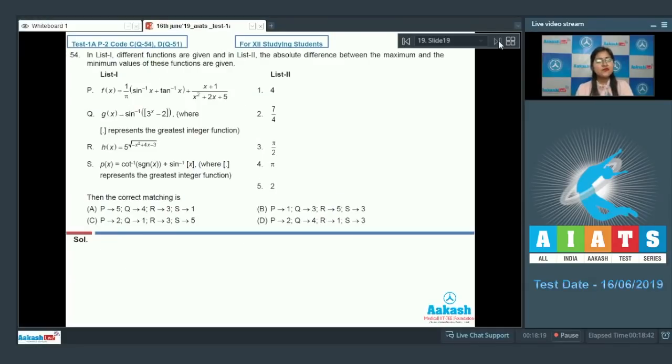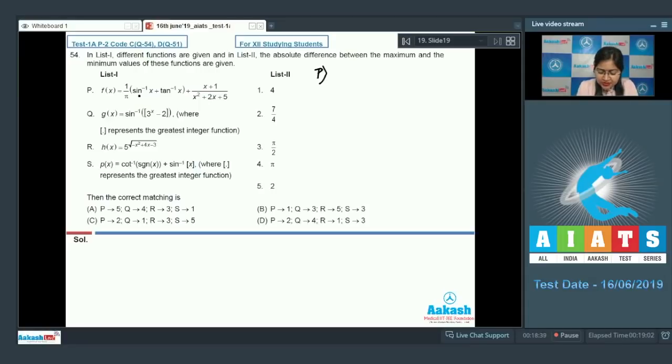Next is question number 54, which says that in list 1, different functions are given, and in list 2, the absolute difference between the maximum and the minimum values of these functions are given. Right, a very nice question, so let's solve it. Firstly, let's start with option P. Right, we have to find its maximum and minimum values.